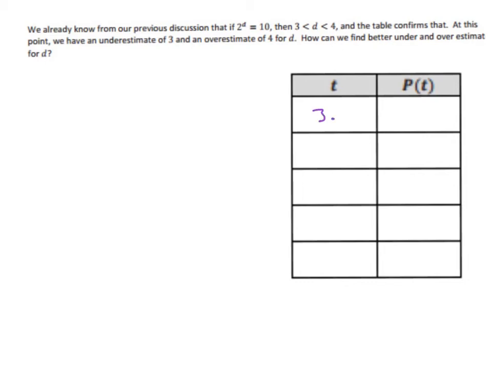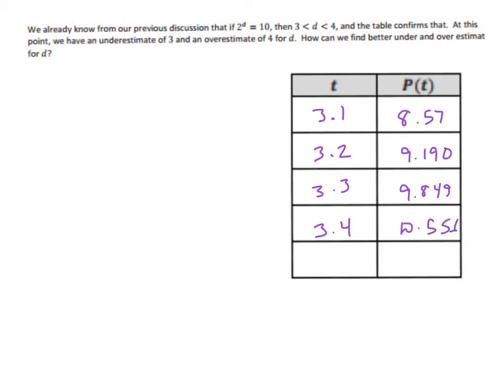Let's try 3.1. You plug it in the calculator. What do you get? I get 8.574. Well, that's not equal to 10. Plug in 3.2 and I get 9.190. Getting better. 3.3 is 9.849. And you could do this. 3.4 is 10.556. Sorry, my 10 there. So if I take a look at it, we want closer to 10. It's actually closer to the 3.3, isn't it? So that's taking it the next step, just playing by guess and check here.